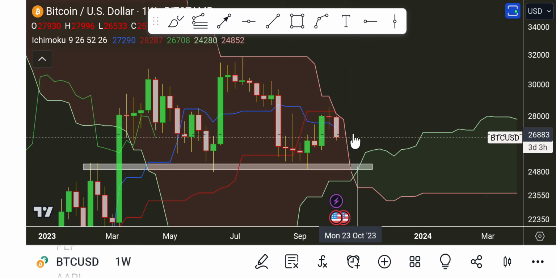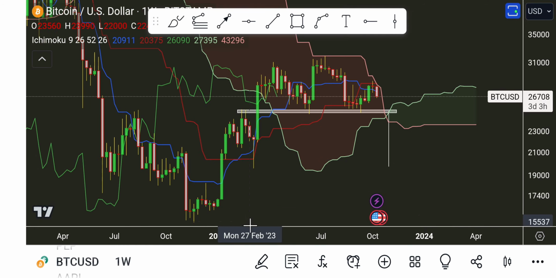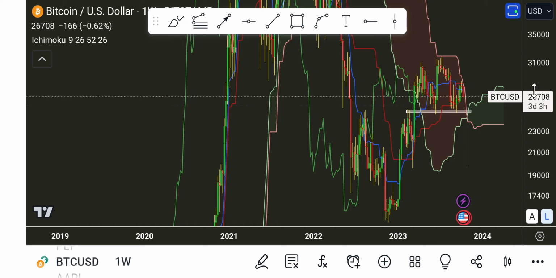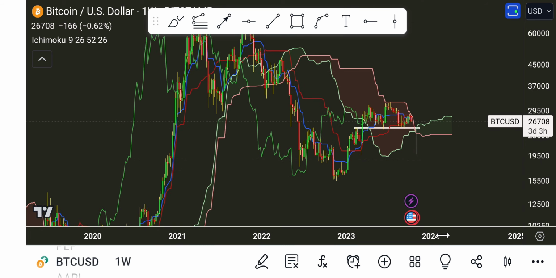Once the DXY is pushing lower, maybe after forming the head and shoulders top, then we should be expecting some form of reversal back to the upside. Let me see if I'm forgetting anything here. I don't think I'm forgetting anything. So that's just what I wanted to share with you guys.